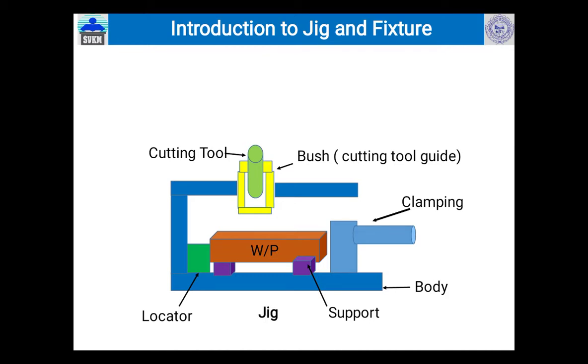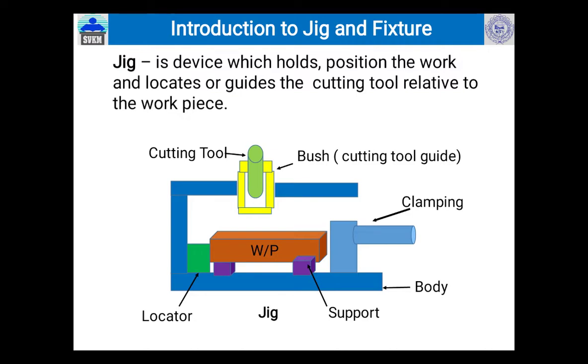So we can define a jig as a device which holds, positions the workpiece and locates or guides the cutting tool relative to the workpiece. Examples of jigs are drilling jig, reaming jig, tapping jig, etc. So we can conclude that a device which holds, positions the workpiece and guides the cutting tool is called a jig.